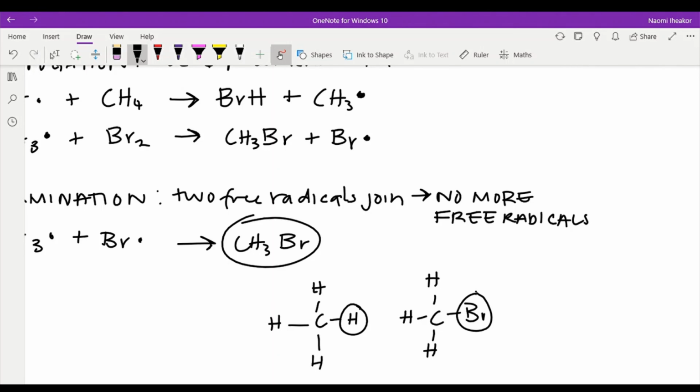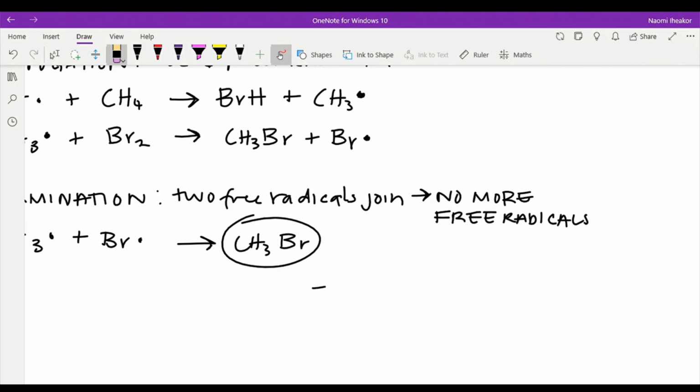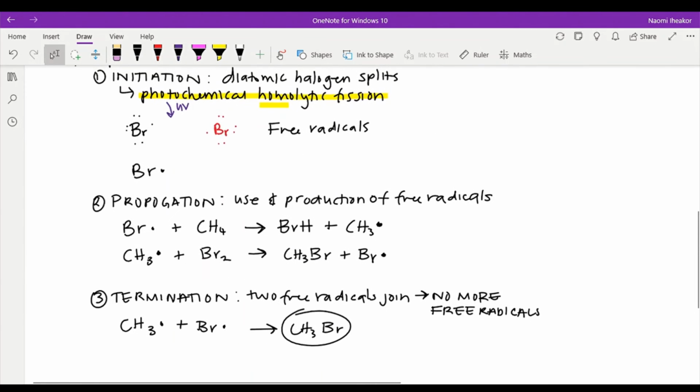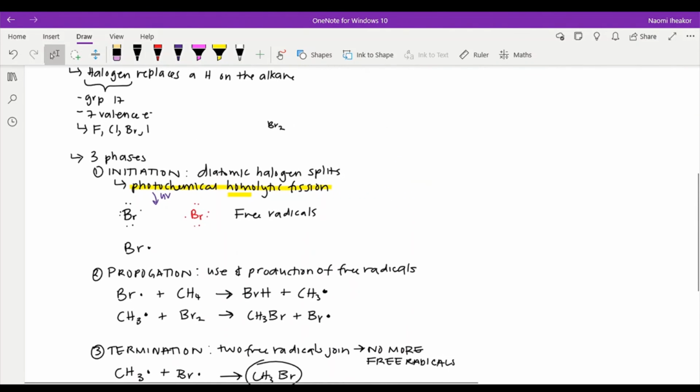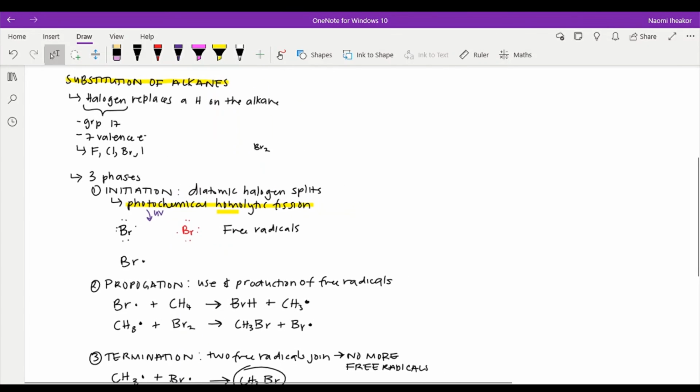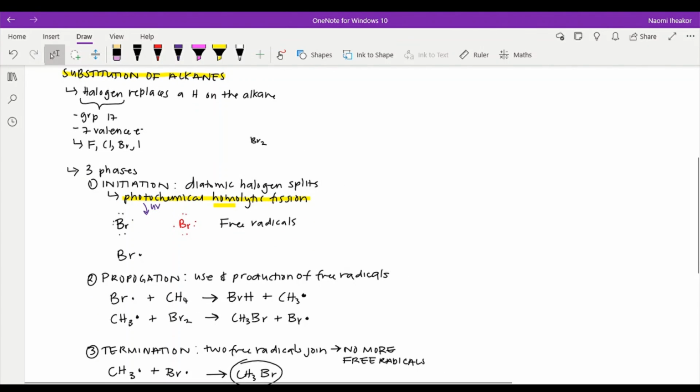And so our substitution reaction has taken place due to these three steps: the initiation phase, which split up our halogen, our propagation phase, in which there was the use and production of free radicals, and then our termination phase, in which two free radicals joined together and gave us our final CH3Br. And so we can see that our fourth H was replaced by a Br. And so that is the process and the mechanism in which a substitution of alkanes by a halogen takes place.